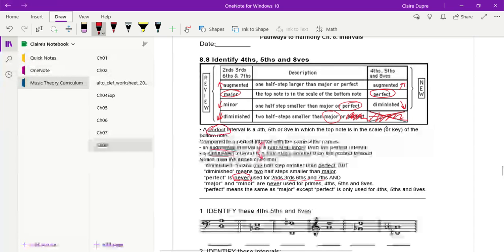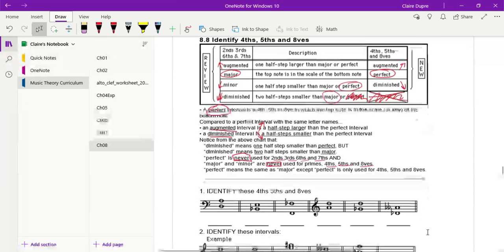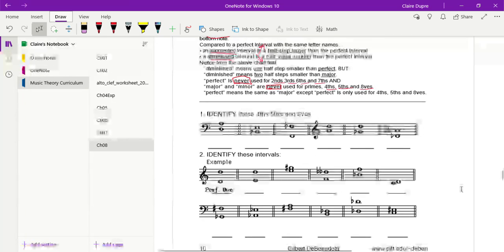Also, major and minor is never going to be used for fourths, fifths, and octaves. Primes, I think they mean unison. That just means it's just the same note. So, perfect is pretty much the same as major, except perfect is only used for fourths, fifths, and octaves. We just call it perfect because that's what we do, because musicians like to make things crazy.